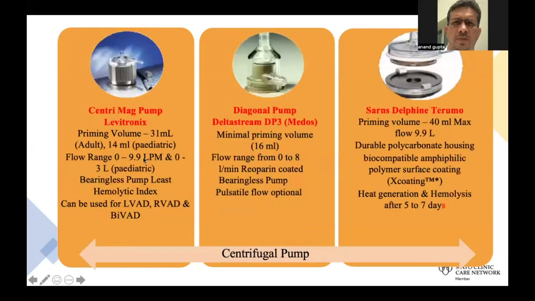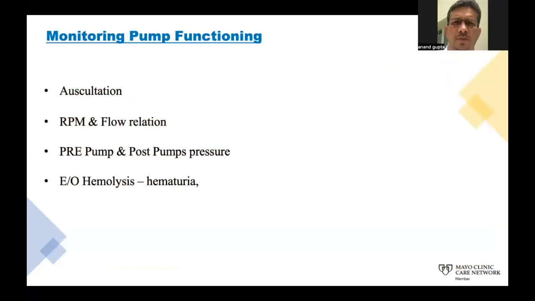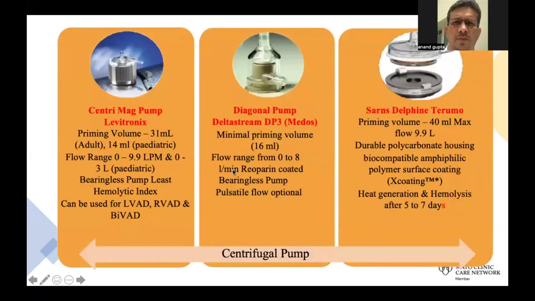Another is the CentriMag pump. Prime volume is 31 ml and 14 ml, up to 10 liters in adults and up to 3 liters in pediatrics. Bearingless pump, least hemolytic index, can be used for LVAD, RVAD and BiVAD. Another is the diagonal pump by Medos, with minimal priming volume of 16 ml, flow range from 0 to 8 liters per minute, heparin coated, bearingless pump, pulsatile flow optional.